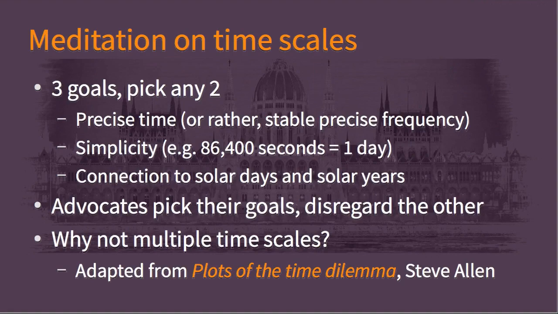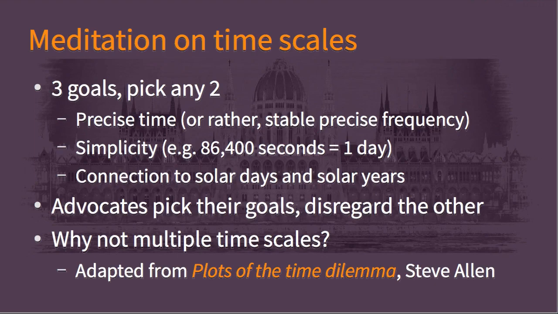There's a really nice essay by someone named Steve Allen. It's a web page with a bunch of commentary and a bunch of links, actually, called Plots of the Time Dilemma. And he makes an observation. You can get 3 goals for a time system. You can have a precise time, or another way to think of it is a stable, precise frequency for measuring events. You can have simplicity, and you can have connection to solar days and solar years. Pick any 2 of those. You don't get all 3.